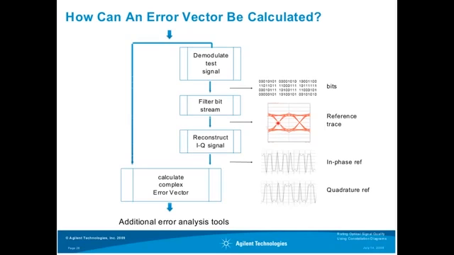And from this trace, again, we can reconstruct our I and the Q signals, leading to an in-phase reference signal and a quadrature reference signal. These two signals can now be used to compare with the original measured signal, and this exactly leads to our error vector. And if we have both of these signals, we can make additional error analysis tools based on these two kinds of signals and look in various ways at our transmitter signal.